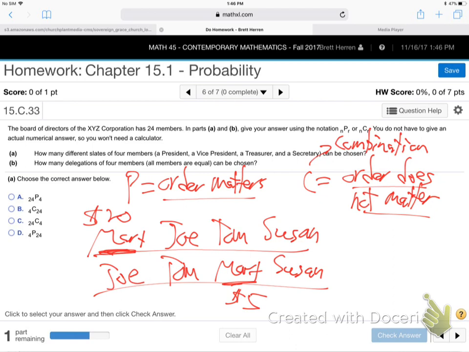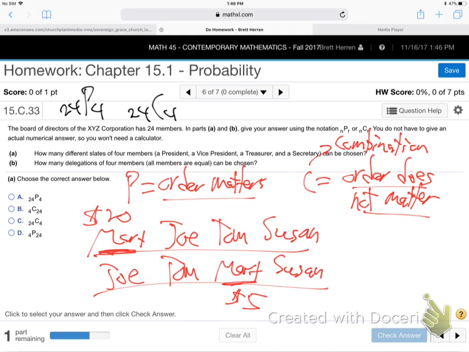So, do we see the principle? That if the results are different, then the order matters. If the results are all the same, who cares about the order? So, let's apply this to the board of directors problem. We're going to pick 4 out of the 24 people on the board. So it's either going to be out of 24, pick 4, or out of 24, choose 4. One of those is the right answer.